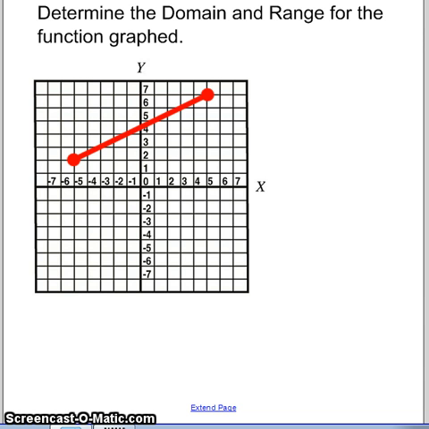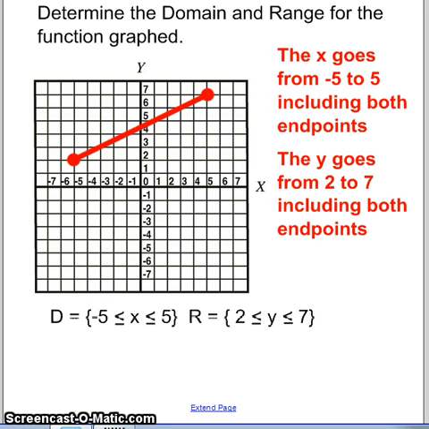Now, I do it the same way. I'm thinking about my x's when I'm thinking about the domain. The domain goes as far to the left as -5 and as far to the right as 5. So it goes from -5 to 5. I put the x in the middle. I fill in with less thans, and then I determine whether or not the equal sign goes under it. Solid dots means that they're equal. So the domain is going to go from -5 to 5, including both -5 and 5, and this is how we write it.